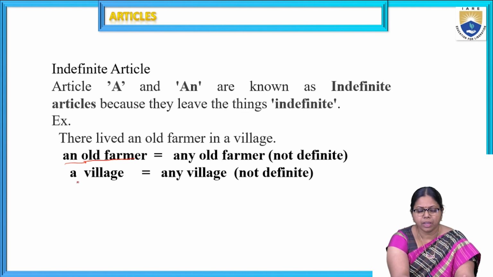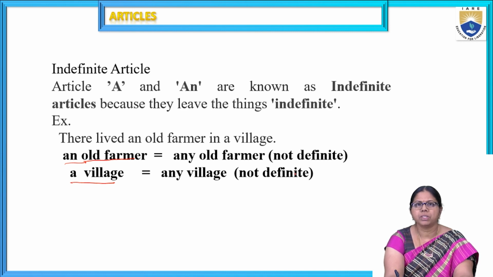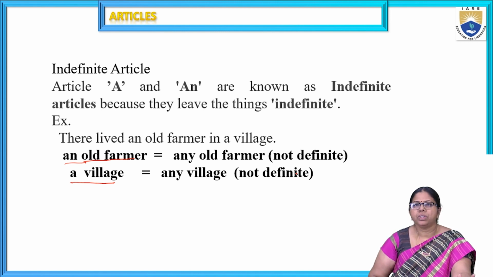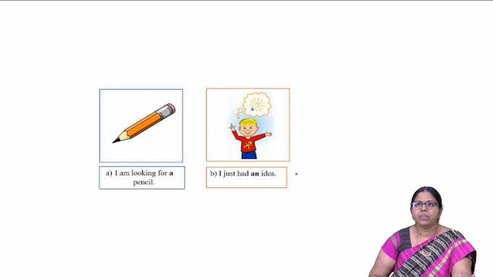A village, so any village. We are not particular, not definite about a particular village. The name indefinite article itself specifies that we are not definite about the noun. So in this example, an old man, any old man, or any village. There lived an old man in a village. In indefinite situations, we use these indefinite articles.